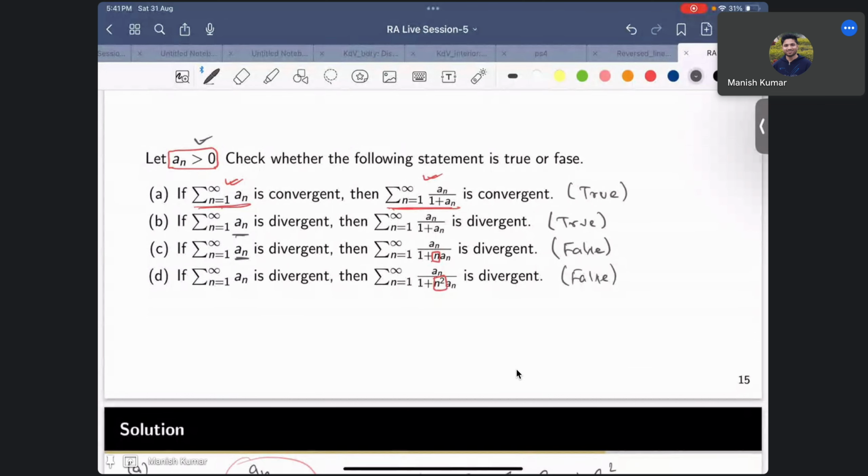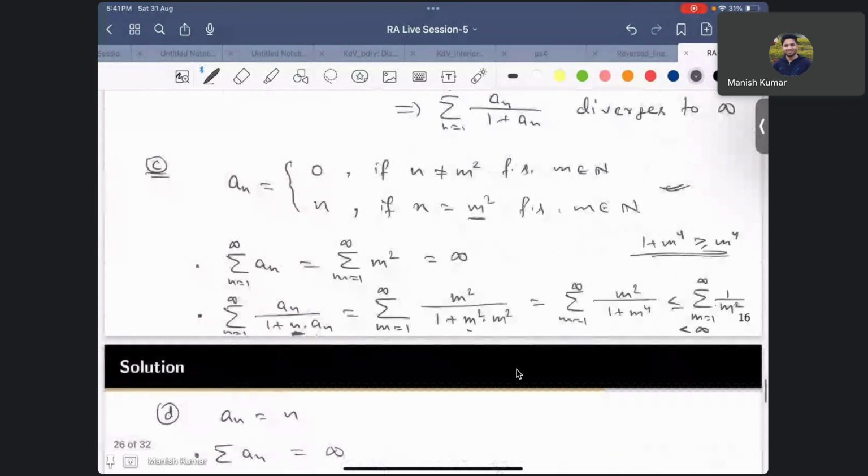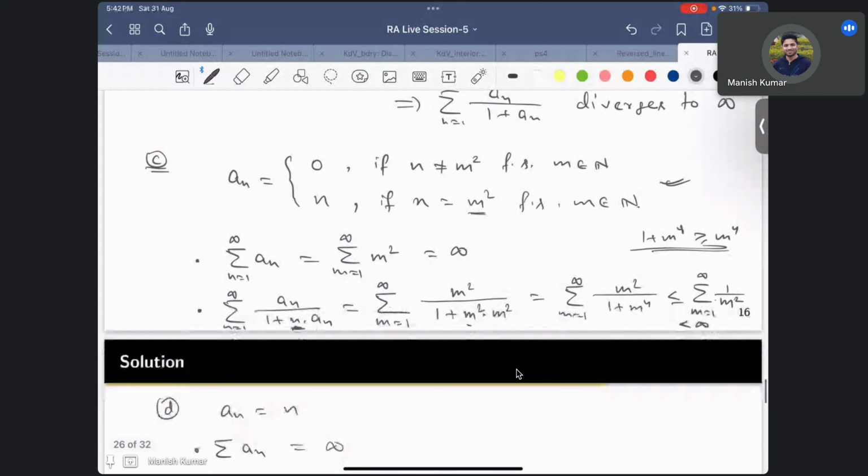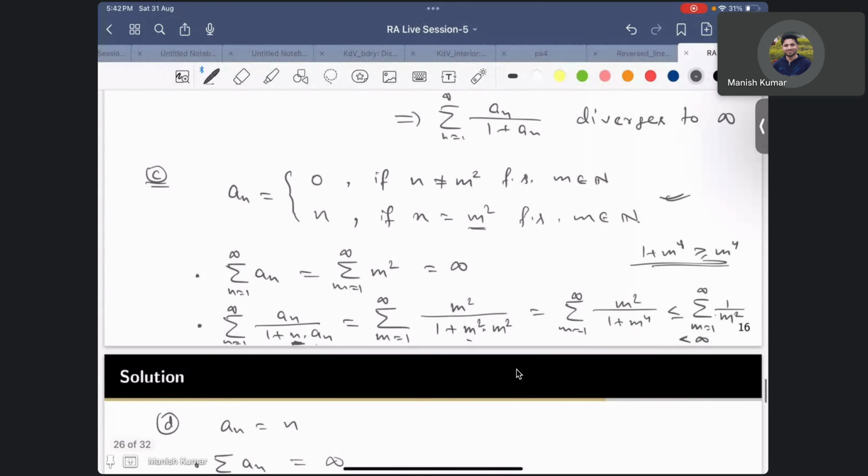Sir, what happens if we choose an to be n square throughout? You have defined it as equal to 0 if n is not equal to m square. What happens if we choose an to be n for all the terms? So this is what I said. Suppose you choose an equal to n, see what this series is. Let me write.